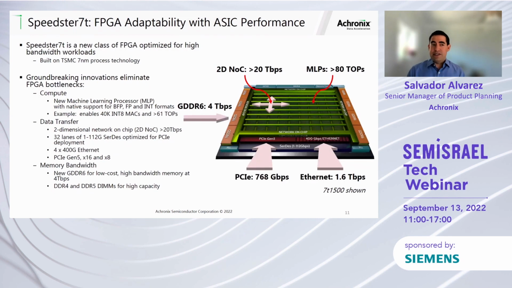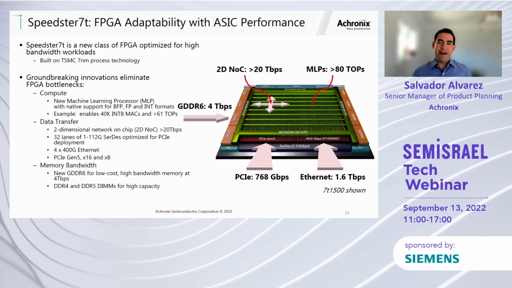And with that, I'd like to introduce the Speedster 7T, which has the FPGA adaptability with the ASIC performance. This chip is built on the TSMC 7 nanometer process technology. And the key points are that the MLP blocks are able to perform over 80 TOPS, and they support block floating point and int formats. We also have a GDDR6 that's capable of transferring data at 4 terabits per second, so we can get those weights quickly into the chip.